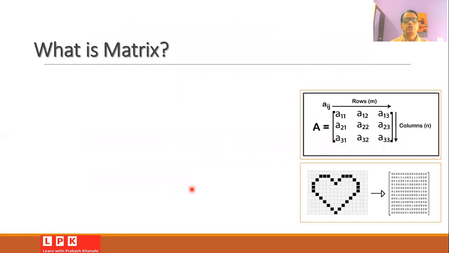So let us start the session with the question: what do we mean by matrix? In discrete mathematics, we need to study various mathematical concepts that are useful in computer programming. Whenever you see any image, we know that the computer is able to store the image. Have you ever thought of how the image is being stored in computers? This image can be stored in computers by using the concept of matrix.